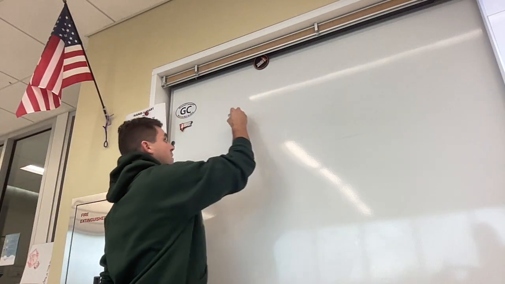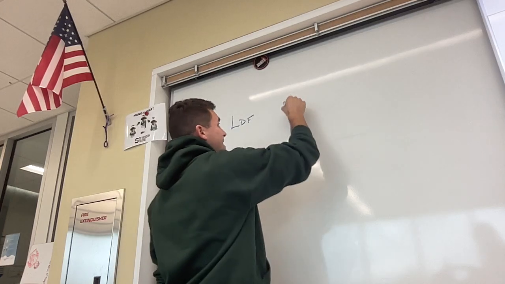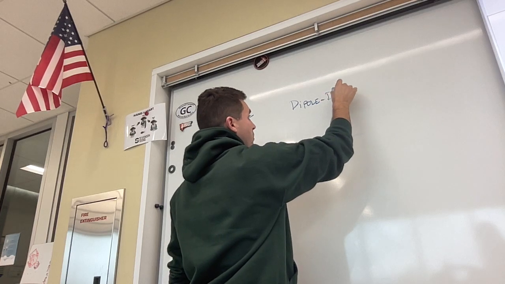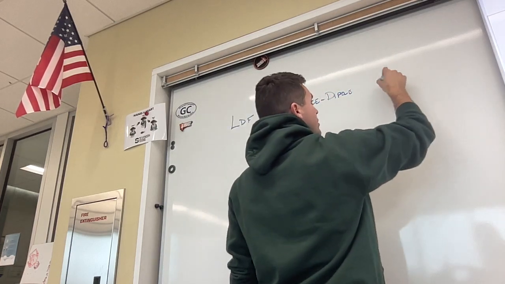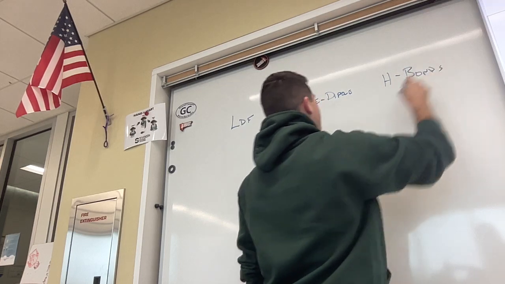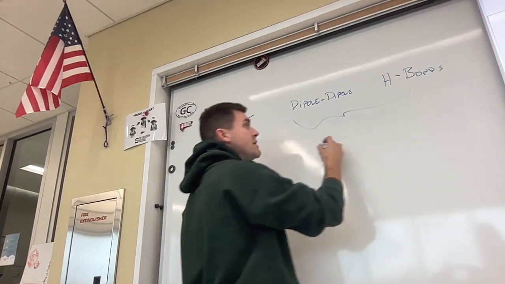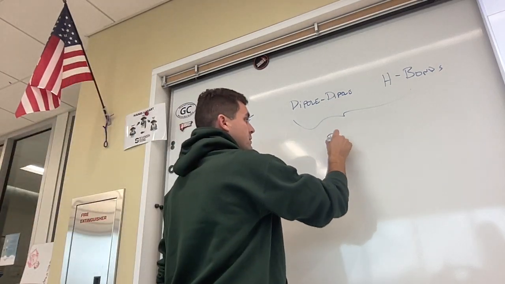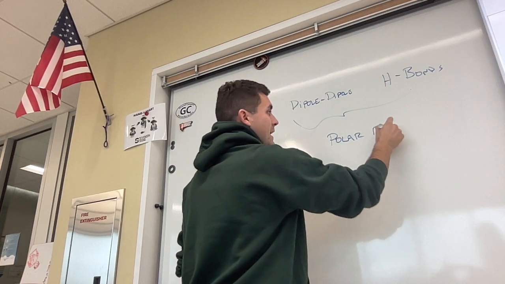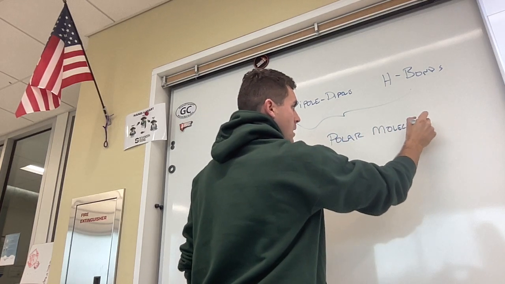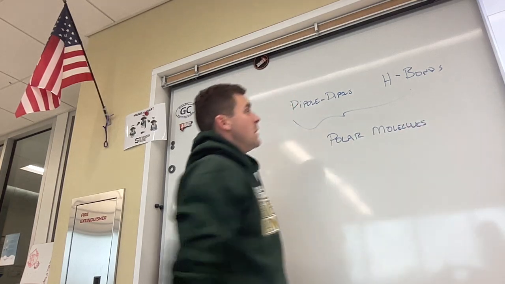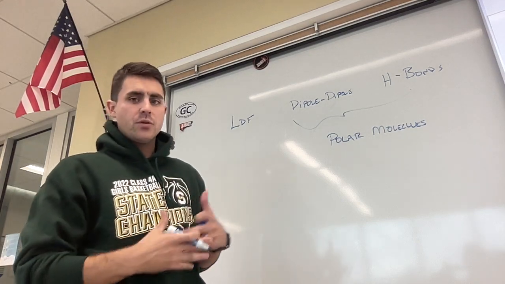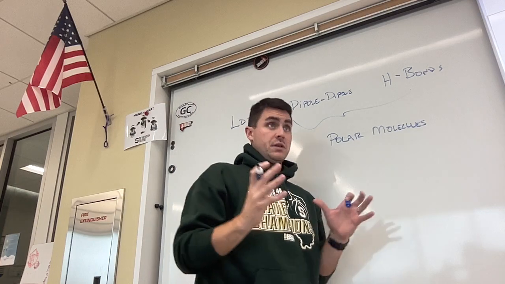There are three kinds. We have London dispersion forces, we have dipole forces, and we have hydrogen bonds. Now, hydrogen bonds and dipole forces are really similar in terms of what they do. They are attractions between polar molecules, but hydrogen bonds are between really polar molecules. So dipole is any polar molecule. Hydrogen bonds exist only between the polarist of molecules.